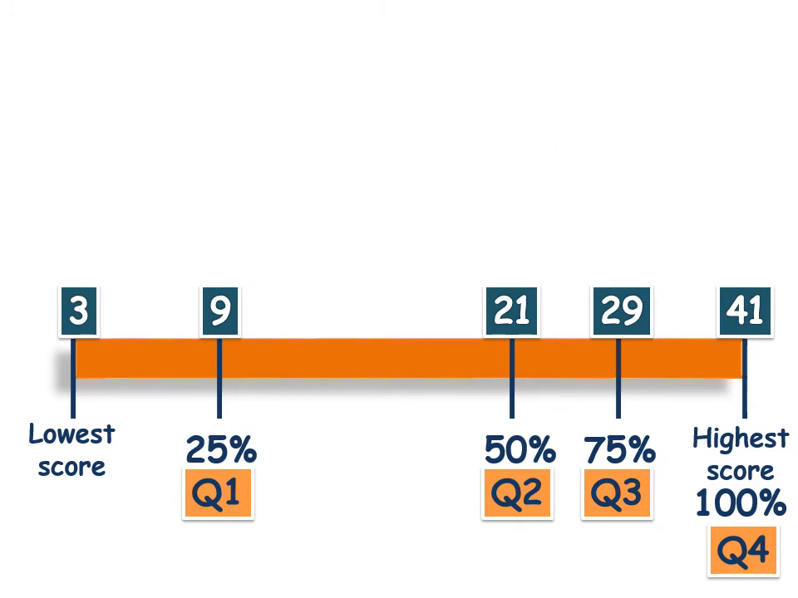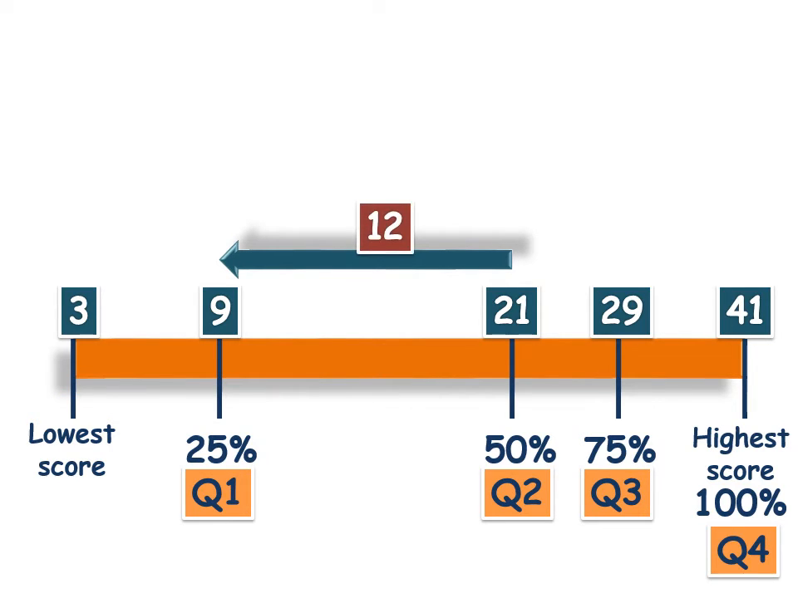Now I'll remove the curve just to remove some clutter, and what you would find is the distance between the second quartile or the median and Q1 is 12. That is 21 minus 9, 12 marks. What does that mean? These 25% of the students that you have between 21 and 9, they are spread over 12 marks.